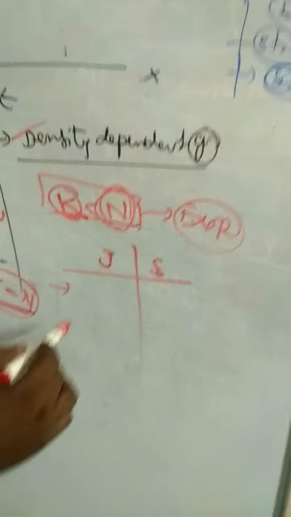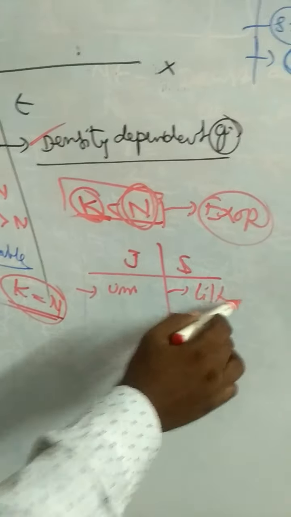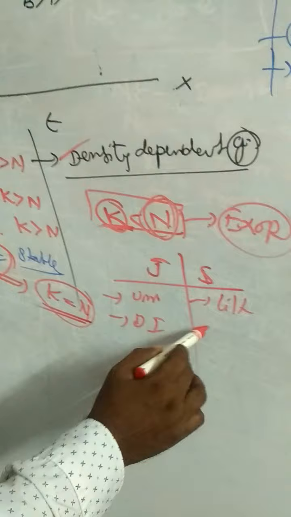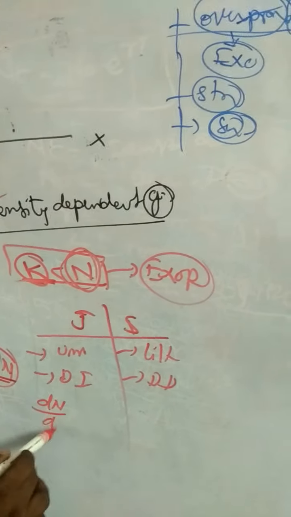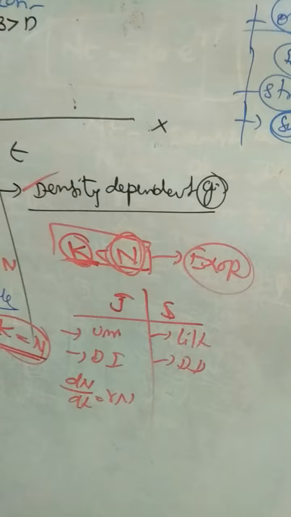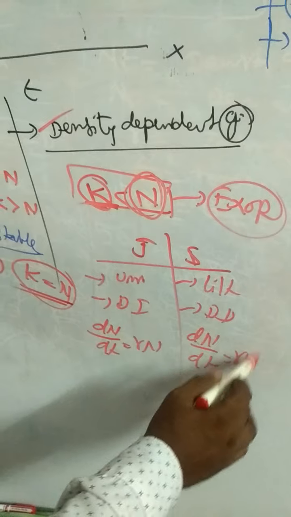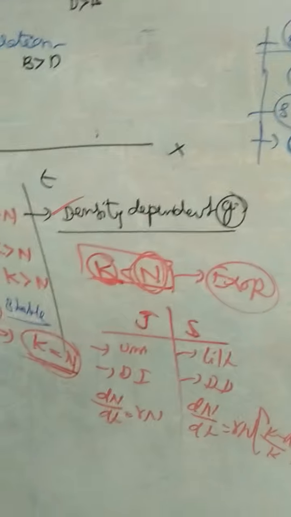J-shaped growth curve and sigmoid growth curve. J-shaped growth curve occurs in unlimited resources. This one, limited resources. J-shaped growth curve is density independent growth curve. This is density dependent growth curve. In J-shaped growth curve, dN/dt is equal to rN. In S-shaped growth, dN/dt is equal to rN(K - N)/K. That is about growth models.